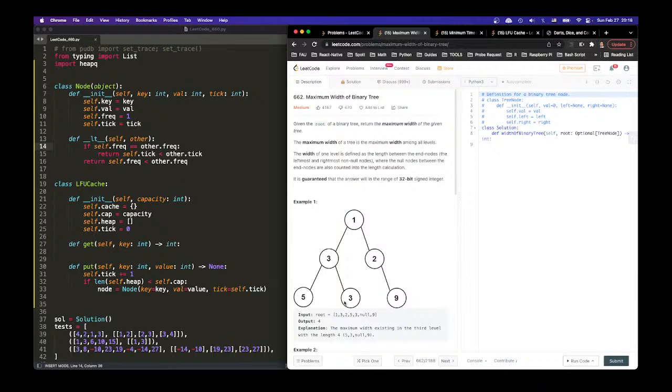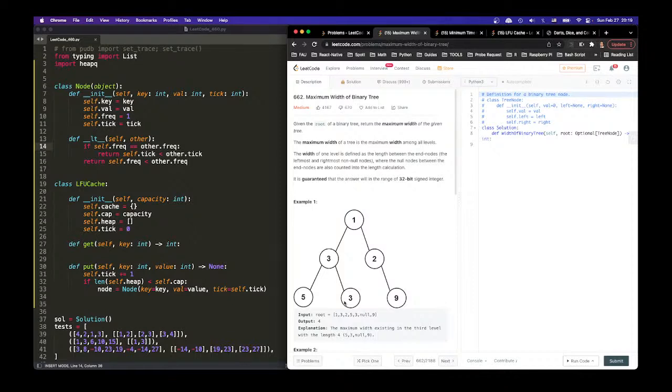And then 0, 1, 2, times 2 plus 1, times 2 plus 1, times 2 plus 1. Maybe 1 index is easier, right? 1, 2, 3, 4, 5, 6, 7. Yeah, 1 index. I remember I like 1 index. With 1 index, the left node is times 2, the right node is times 2 plus 1.